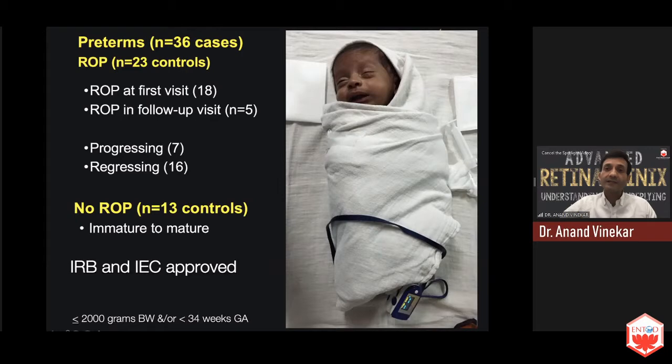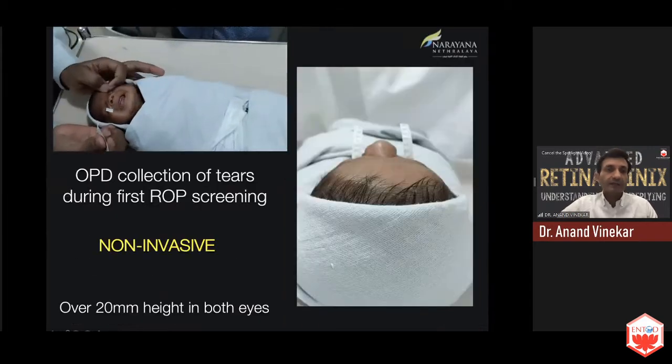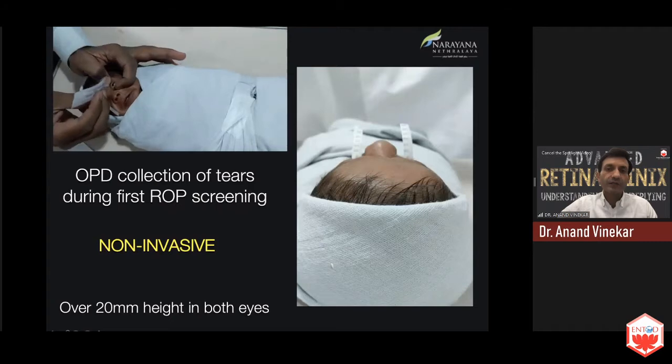So we had about 36 cases, 23 of them had ROP and 13 of them were preterm controls. 18 of them had ROP at the very first visit. This is not uncommon in our scenario. And 5 of them developed it as we followed them up. And looking at what they went on to develop, we could reclassify them as progressing ROP or regressing ROP.